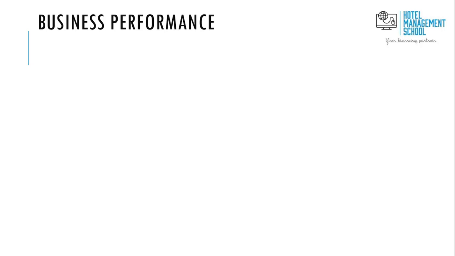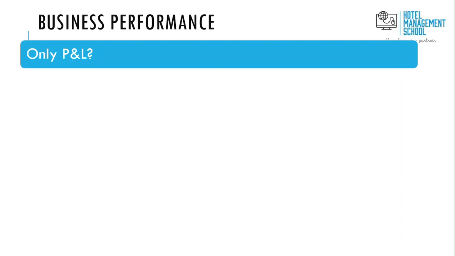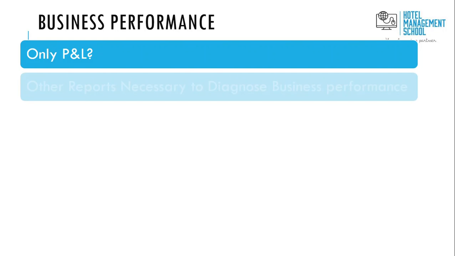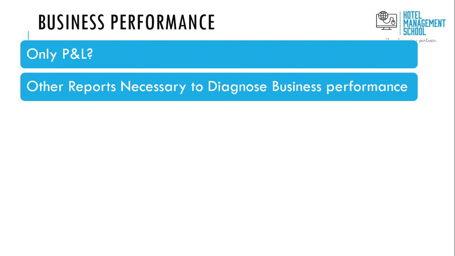In the previous videos, we have discussed how to analyze the profit and loss in very brief terms and at a very high level. But does business performance depend only on P&L? Not really. There are other aspects of business performance which are not depicted in the profit and loss statement. So what are they? There are other reports necessary to diagnose the hotel performance.